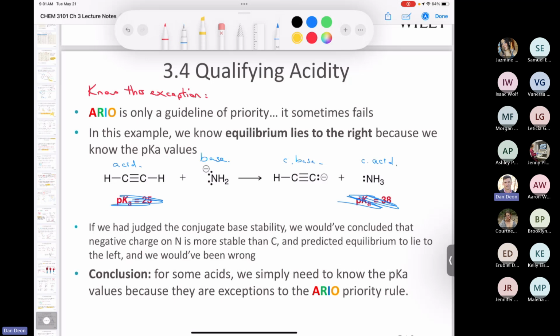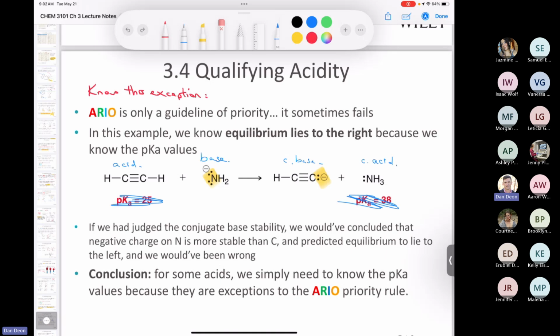You would say, here I have a negative charge on a nitrogen, and here I have a negative charge on a carbon. Nitrogen is more electronegative than carbon. Therefore, the equilibrium should lie to this side. You'd be wrong. Okay, so Aereo doesn't work in this case between an alkyne and an amine or ammonia. It doesn't work in this specific case.